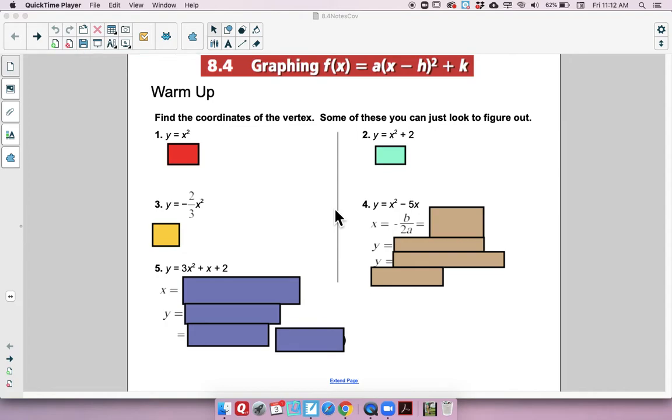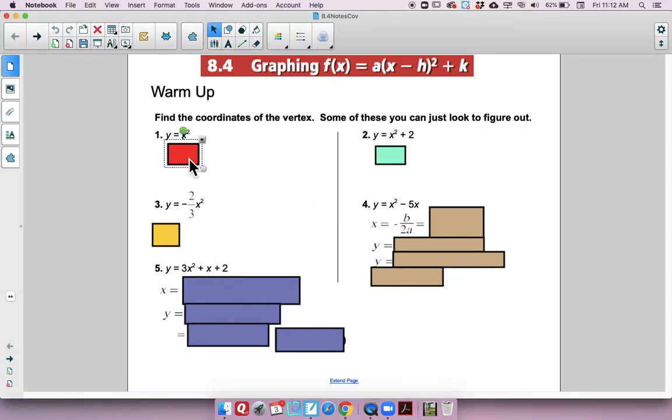Okay. So find the coordinates of the vertex. Some of these you can just look at to figure it out. So go for that. Okay, obviously on this first one, this is the parent function. We know that it meets at the origin. Of course, you could plot points and you'd see that it looks like that. Okay, number 2, y equals x squared plus 2. Well, we know that this plus 2 just means that it is vertically translated up 2 units. So it would be at 0, 2 would be the vertex.